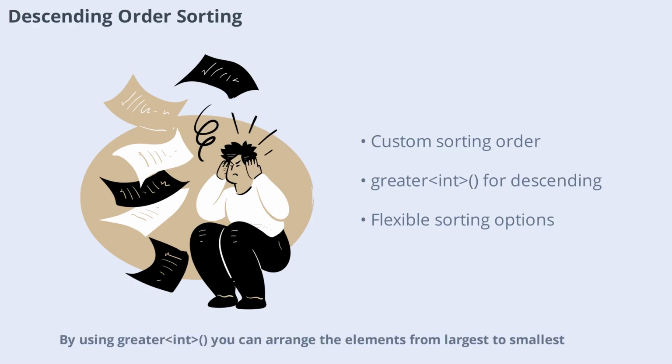For example, sort(arr, arr + n, greater<int>()) will sort the array in descending order, giving you 9, 8, 7, 6, 5, 4, 3, 2, 1, 0. This flexibility makes STL sorting extremely versatile.